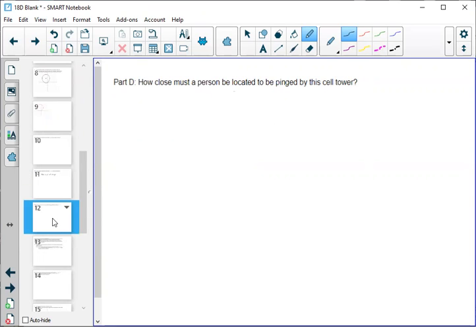Part D. How close must a person be located to be pinged by the cell tower? Well, the person must be within the square root of 5 of the cell tower. Let's go to the next screen.